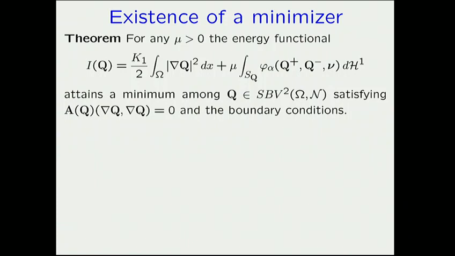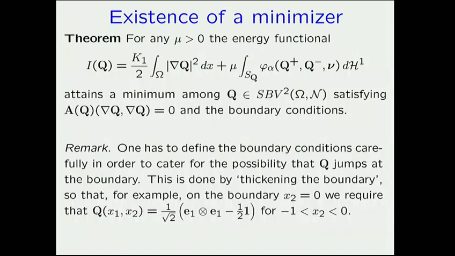And the boundary conditions. Now I'll say a bit more about the boundary conditions. You have to be careful in case q jumps at the boundary. So what you do is you thicken the boundary. For example, on the boundary x2 equals 0, you require that q is equal to the given value, say for minus 1 less than x2 less than 0. So you extend things below the substrate, and that allows you potentially to have a jump at the boundary itself.